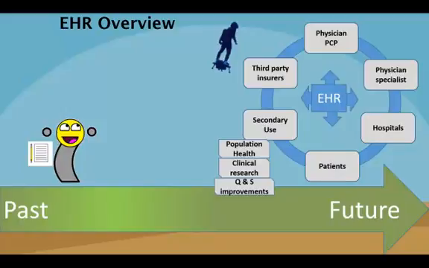And then secondary uses. So secondary uses would be NIH, government agency that is interested in either clinical research, population health, meaning that if there's an outbreak of, say, the Zika virus in a certain area, in real time they'll know where that is and how to manage that, and even quality and safety improvements for patients.